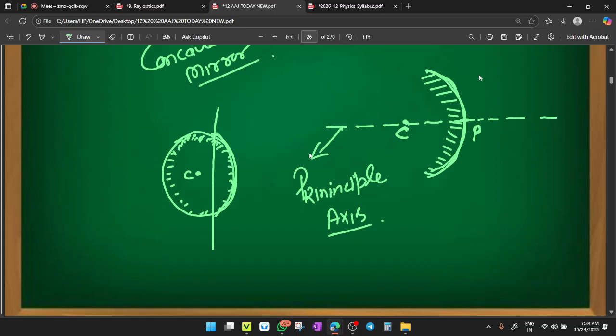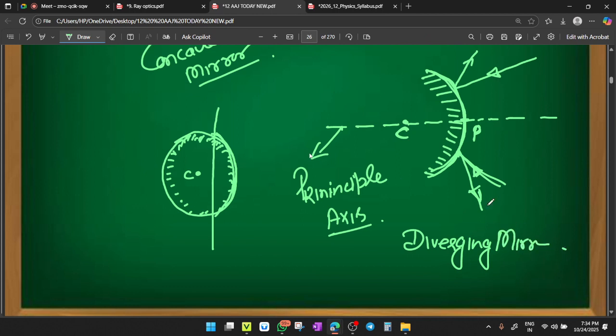Now this is the reflector surface, and whenever you incident some light beams on this surface, then this will diverge the light. Now the light is diverging like this. So this is why this mirror is called a diverging mirror. Clear? Diverging mirror. Later on we will see on what basis the light gets diverged.